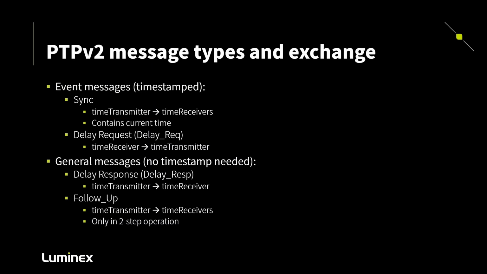A small recap, which message types have we handled? First of all, there was the sync, which goes from the time transmitter to the time receiver, and the sync message contains the current time. Next up, there was a delay request message going from the time receiver to the time transmitter. Also an event message where timestamping was important. And then the second group was the general messages. So the delay response from the time transmitter to the time receiver with some time information about the delay request. And finally, there was the follow-up message, which is used in 2-step mode to transmit the time value T1 after the sync message.